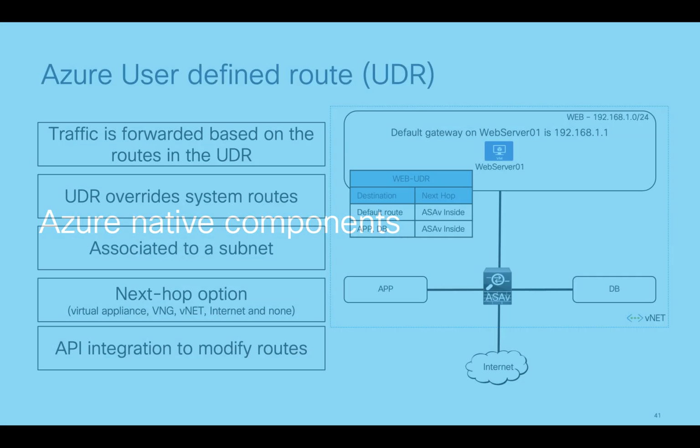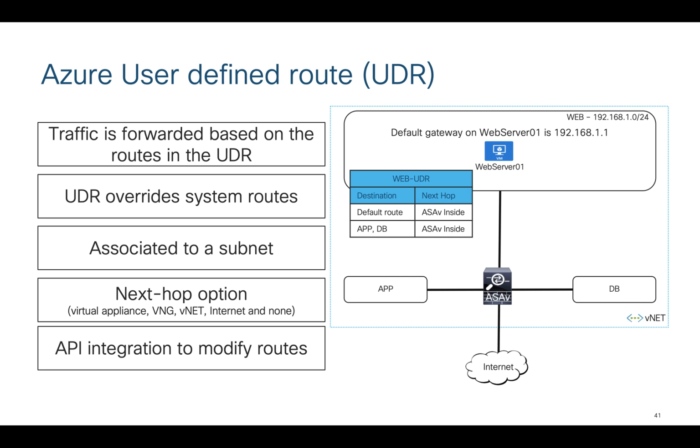Now let's talk about native components that we use when we deploy these devices. First one is UDR. I talked about UDR. It is a user defined route table, a route table that you can create. You can forward traffic based on the routes given in the route table. It overrides your system routes, and you can associate this route table to a subnet.